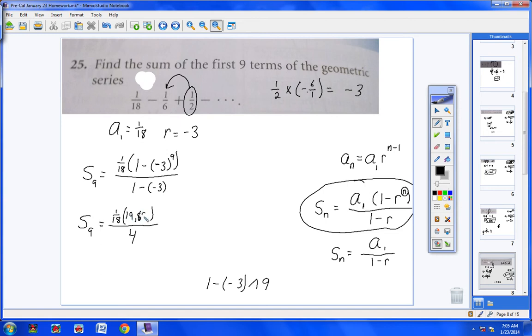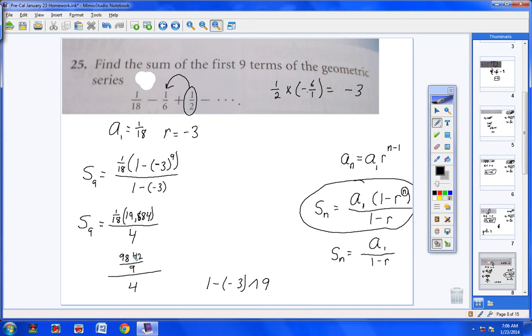And you're going to get this right here, 19,684. And now multiply that times 1/18. And what you're going to get for the top, for the numerator, is 9,842 all over 9. That's the top of your fraction right here. So that's all over 4.